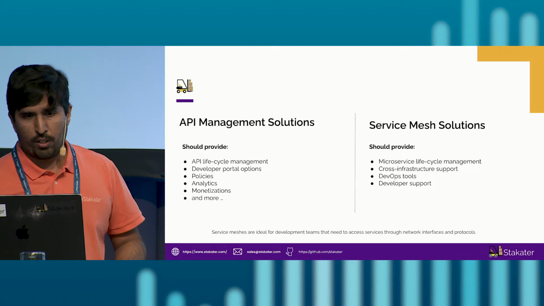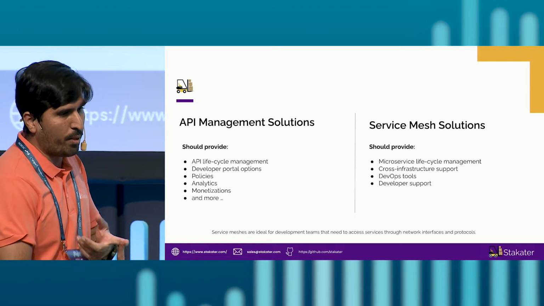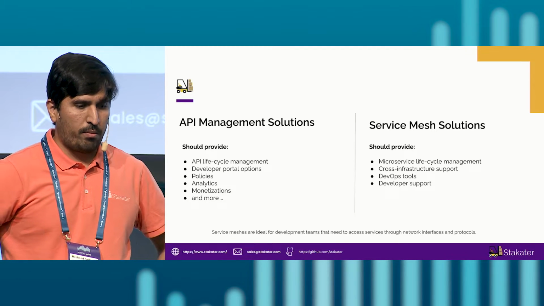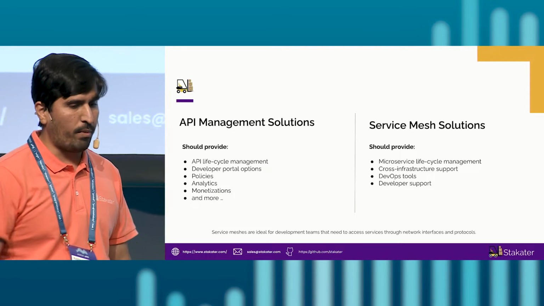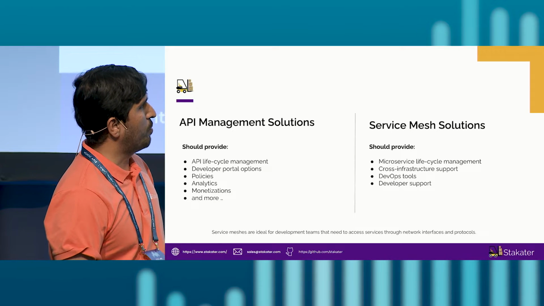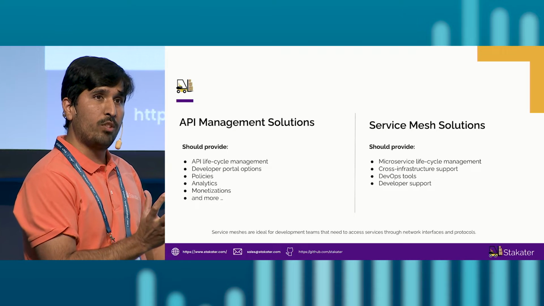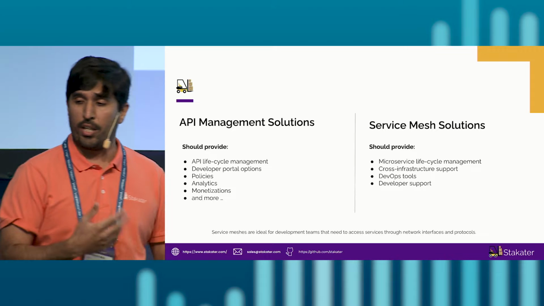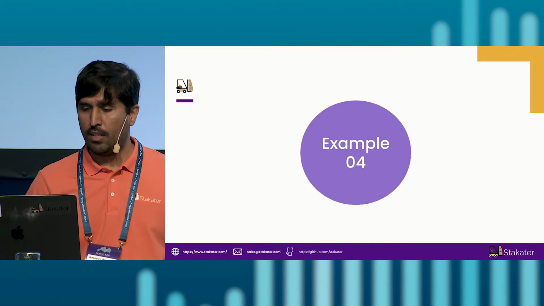So finding the right solutions: if you look at API management solutions, they can provide you with API lifecycle management, developer portal options, policies, monetization. And if you look at service mesh, it provides you microservices lifecycle management, cross-infrastructure support, and of course developer support. But both of these solutions provide, as I mentioned in the other diagram, a unique set of features that the other doesn't offer. So you can definitely use both together, it's not versus.